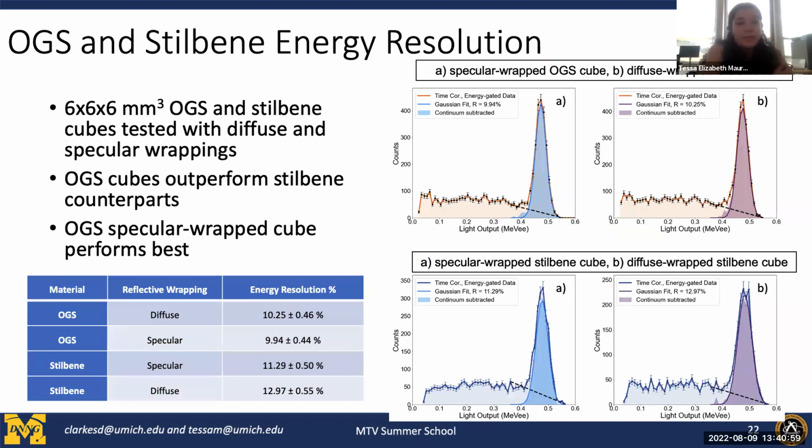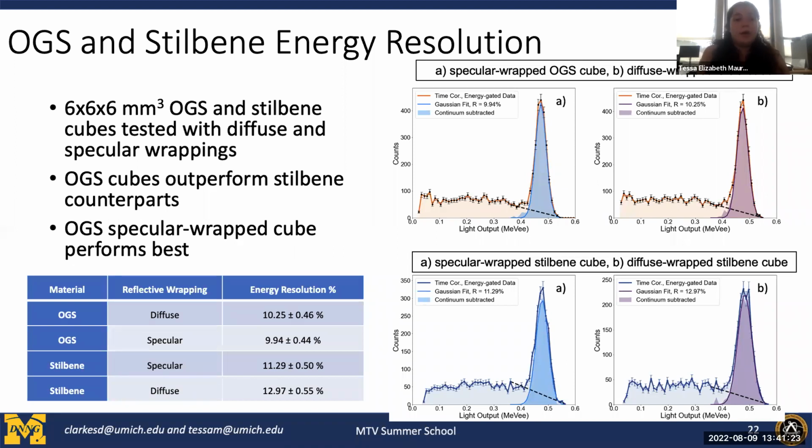And so these are some of our preliminary results from our characterization of the OGS. Specifically, this is comparing OGS and Stilbene. This slide is focused on energy resolution. That's really important when we're talking about distinguishing between different isotopes, or different radioisotopes, for xenon.